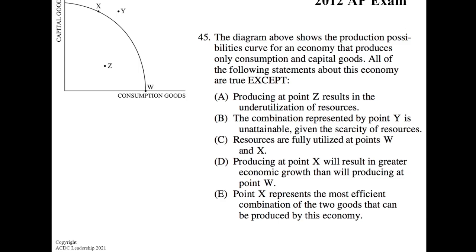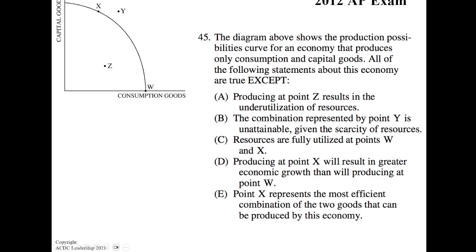Let's go over an AP question, right? So this one is comparing capital goods versus consumer goods, right? This is where a PPC is most commonly used. So let's look at the options. The diagram above shows the production possibilities curve for an economy that produces only consumption and capital goods. All of the following statements about this economy are true, except the following.